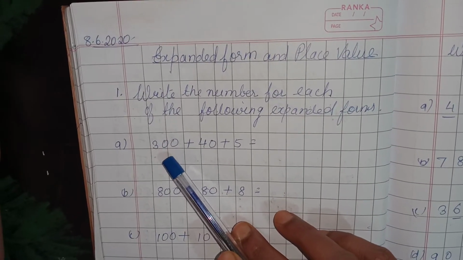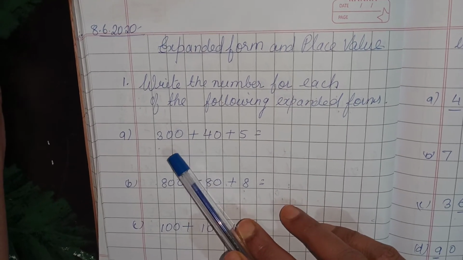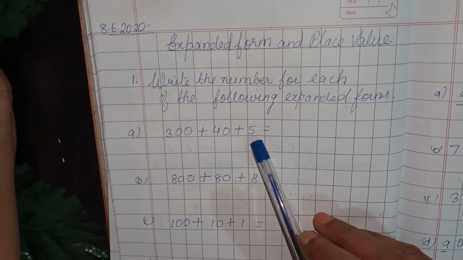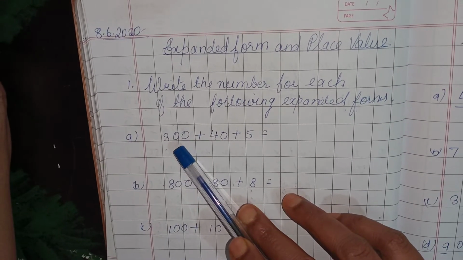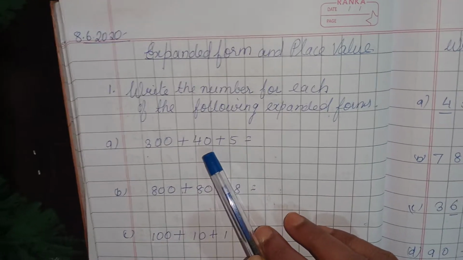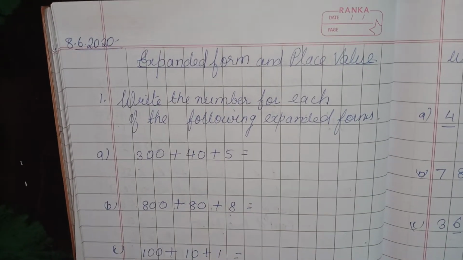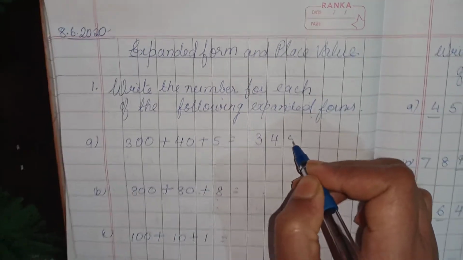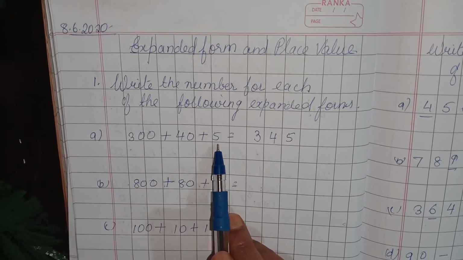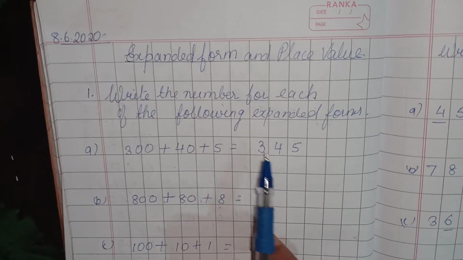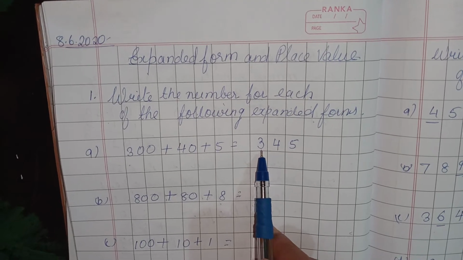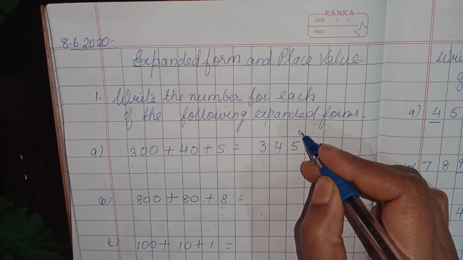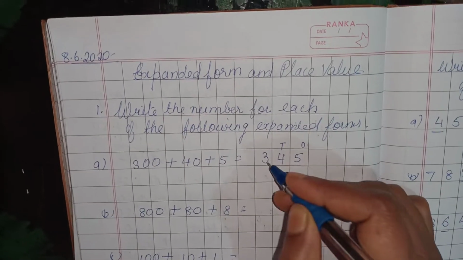Now this one is 300. 300 means 300 plus 40 means 40 plus 5. Okay. Now how will we write this number, children? 300 plus 40 plus 5. This will become 345. Now the expanded numbers are given. The numbers have been expanded and you have to write the number. So this will become 345. This 5 is in your ones place, 4 is in your tens place and 3 is in your hundred place.